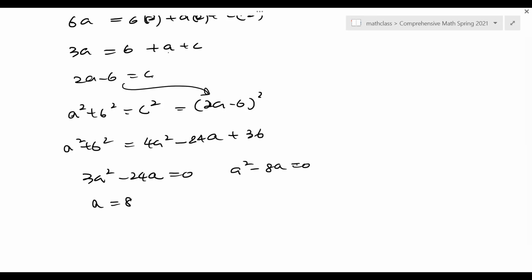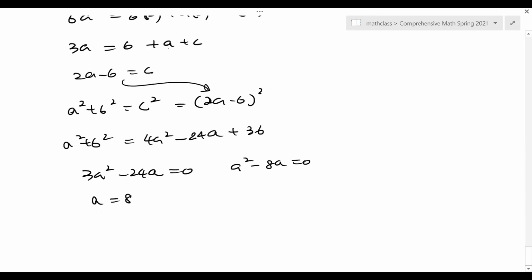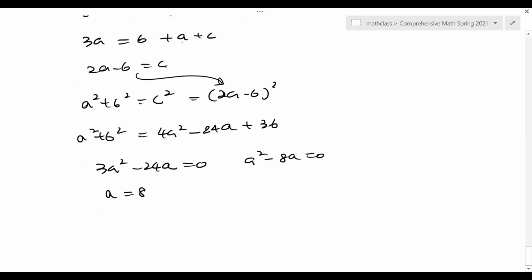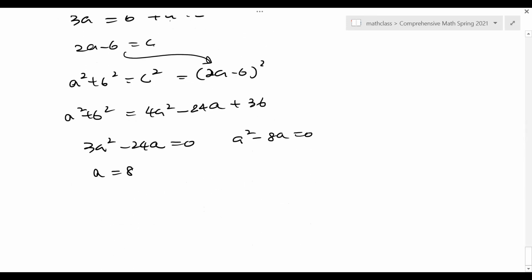Then once you get A, you can get the area of the triangle. So this is a typical problem. Is there any other method you can use? Possibly, but that's probably the simplest one.